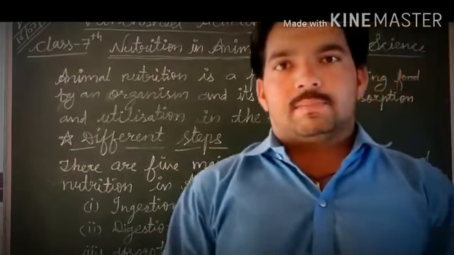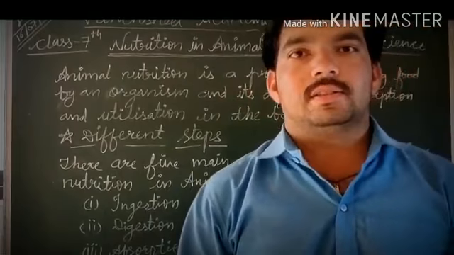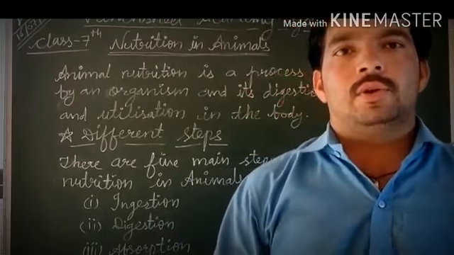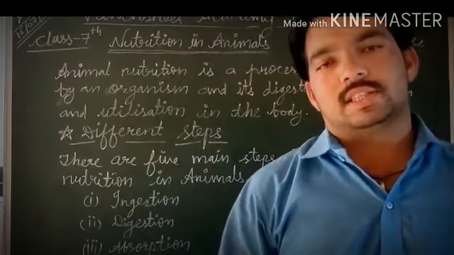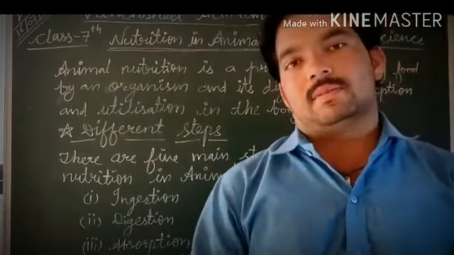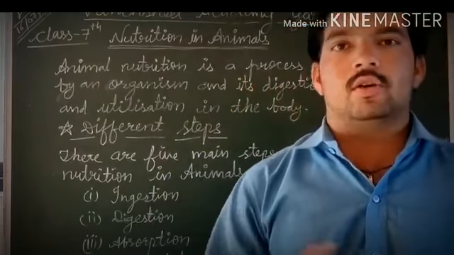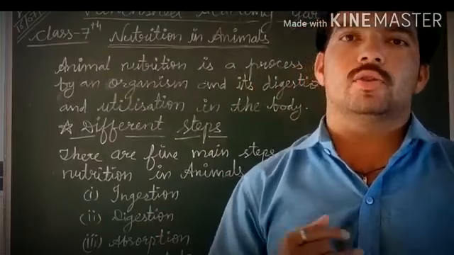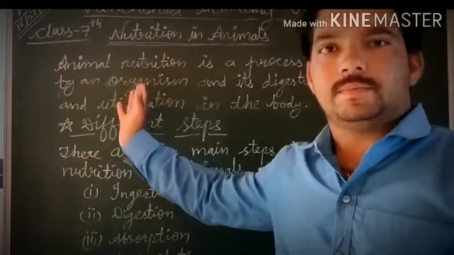In the previous chapter we learned about nutrition in plants. Now we know very well how plants make their food with the help of photosynthesis, and they are the only living organisms which can make their food themselves. They cannot depend on others, plants or animals. In this chapter, we are going to start a new chapter.